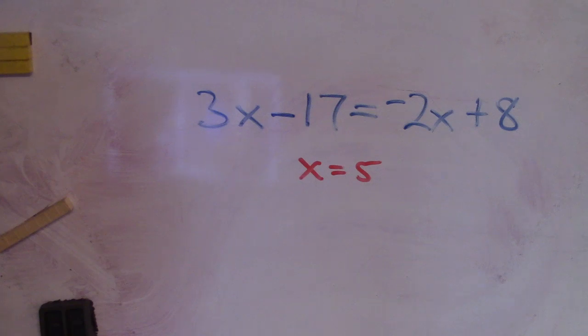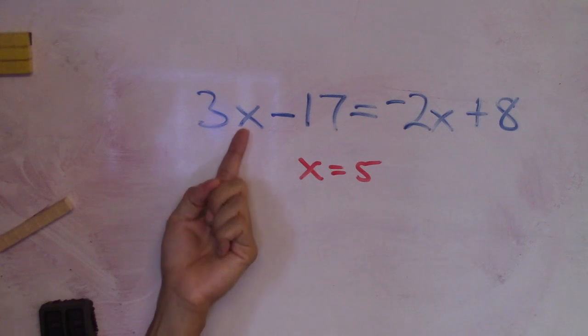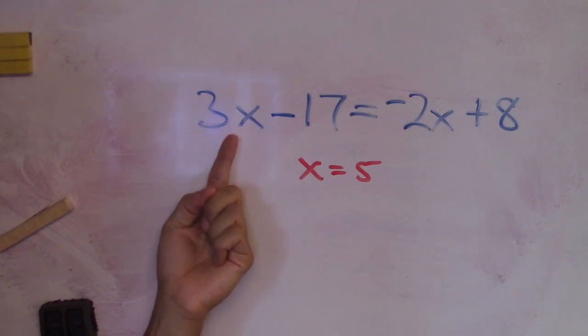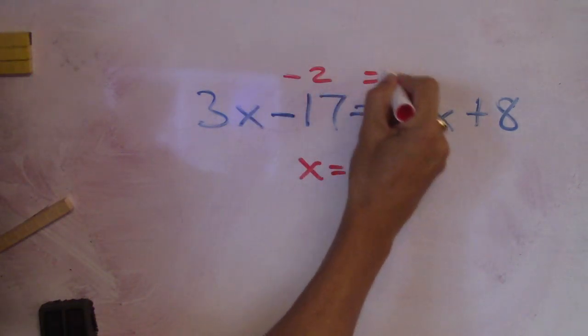5x. I know. Well, what's 3 times... X is 5. What's the number over here? What's 3 times 5? Oh, 15. Minus 17. Negative 2. All right. Well, then this side better be negative 2, and it is, right?